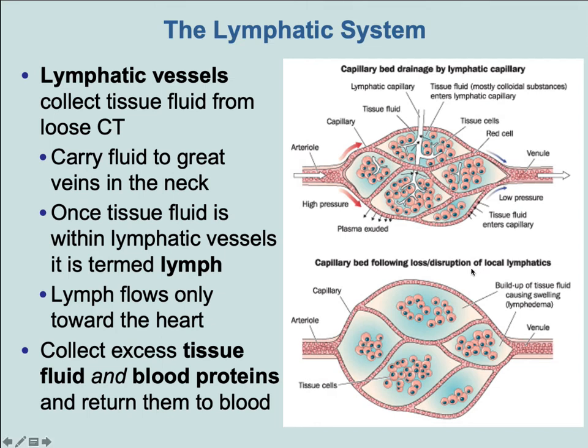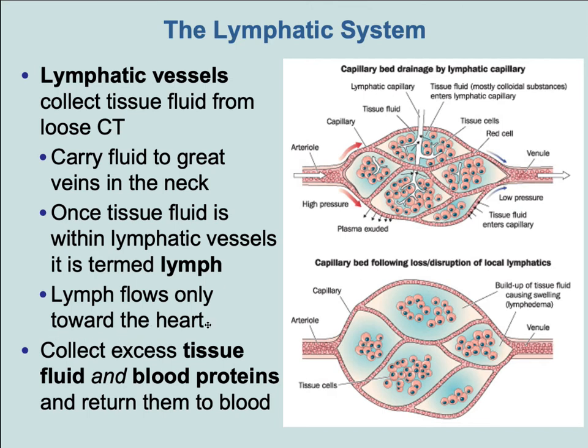The lymphatic system consists of lymphatic vessels that collect the tissue fluid from the loose connective tissue, mostly areolar and dense irregular connective tissue. Kind of a minor detail. So the fluid that gets carried back re-enters the great veins at the level of the neck. Once that tissue fluid enters lymphatic vessels, it's now called lymph. Before it enters the lymphatic vessels, it is interstitial fluid. And lymph flows in only one direction. It only flows toward the heart.